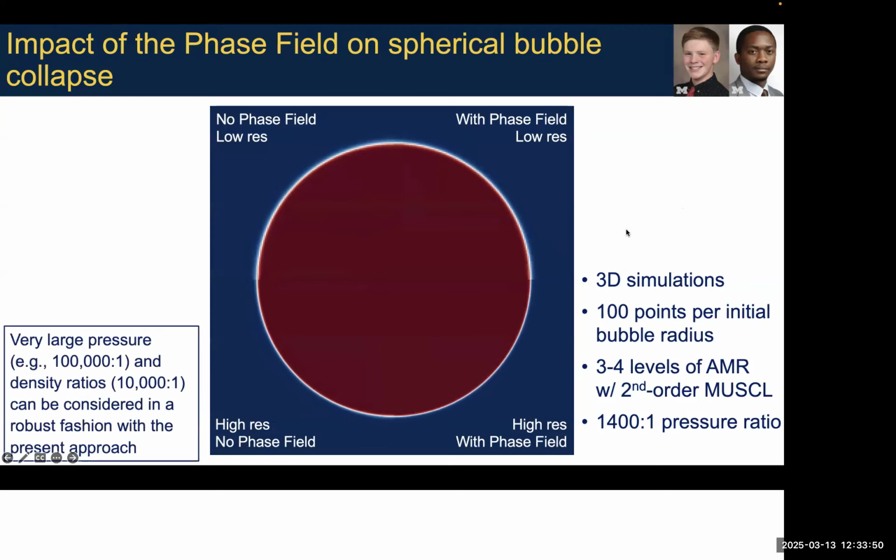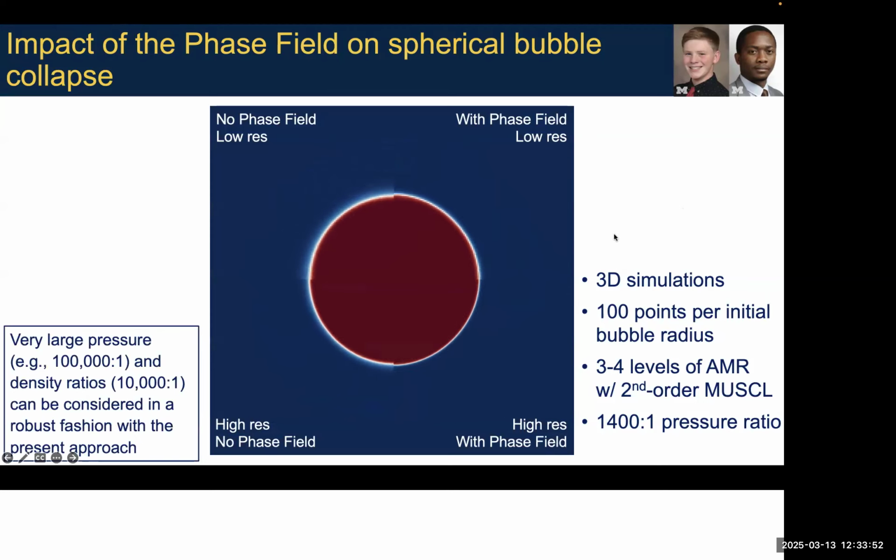We're able to run these problems to much higher density and pressure ratios than we've been able to in the past. The reason that we're interested in higher density ratios is that we are interested in cavitating flows in liquid mercury in the context of a spallation neutron source. That's why we care about 10,000 to 1. Actually, it could be even larger than that. And there can also be very high pressure ratios in cavitation in mercury.